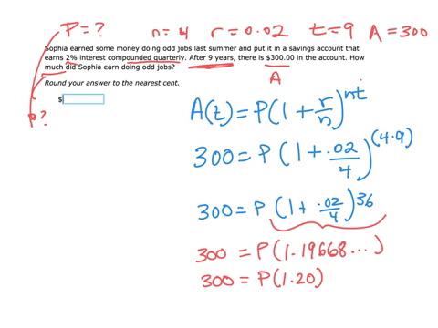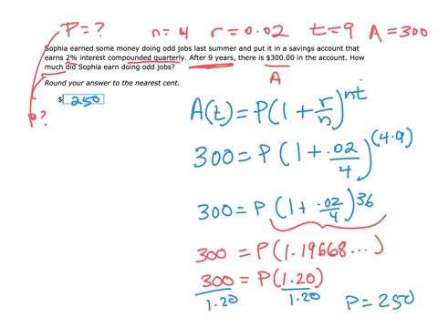Now I could wait to round until the very end, and sometimes that's a good thing to do, but I don't know if IXL is going to pick up on a difference there. We'll have to look. You might want to try it both ways. But essentially, what I would do at this point is just divide 300 by 1.20, and that means that the investment initially was $250.